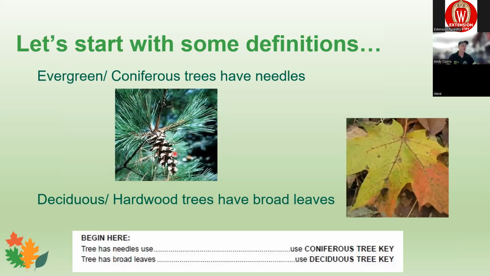All right, so the first thing you have to decide, and this is the easiest, is whether it's a conifer or if it's deciduous. So, everyone should know what that means. Coniferous means evergreen mostly, and deciduous means it's losing its leaves in the fall, no leaves in the wintertime.